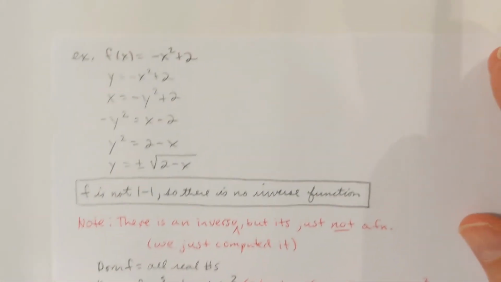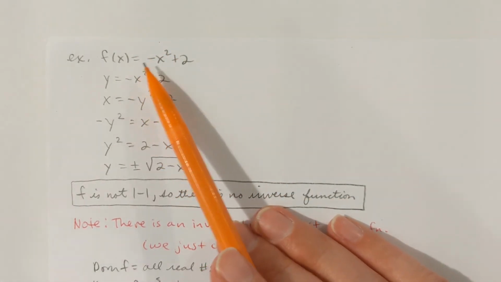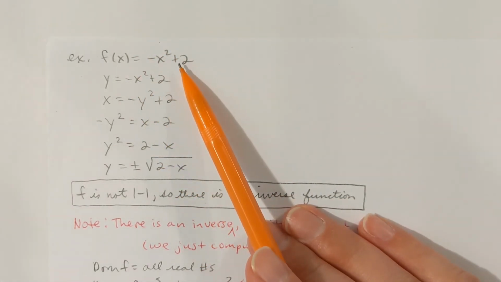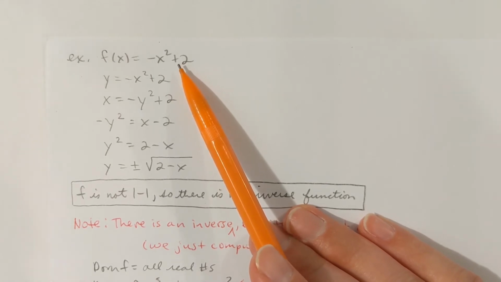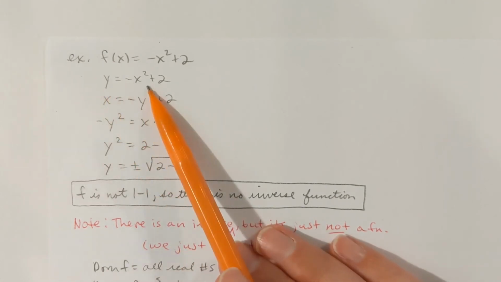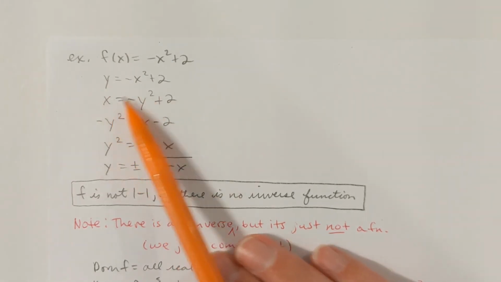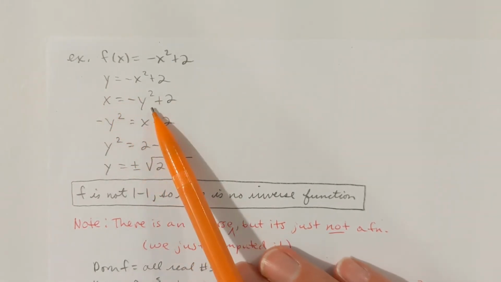I got 2 more examples here. So my next one, here's f of x equal negative x squared plus 2. I want to calculate the inverse. So I'm going to first rewrite this in terms of y. Y and f of x mean the same thing. And then the next thing is you're going to switch x and y, and then solve this equation here for y.